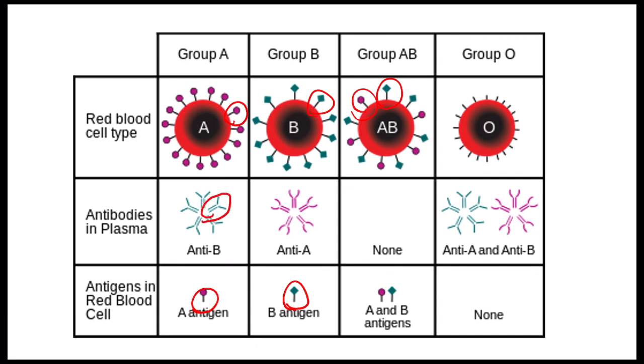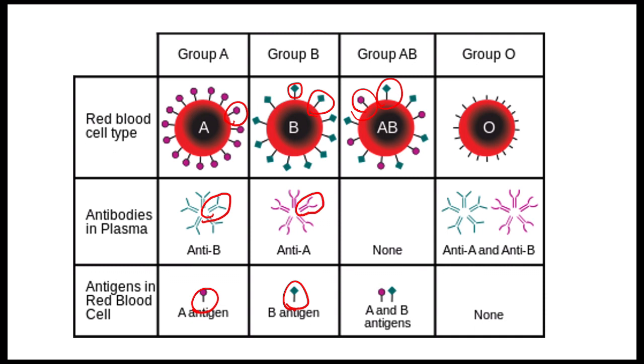So you'll notice that the shape of these matches the antigen on the B blood type. So it recognizes and knows to attack type B antigen. If you're type A blood, your body will attack type B blood based on those antigens. In type B blood plasma, we see anti-A antibodies. So these antibodies attack type A blood.